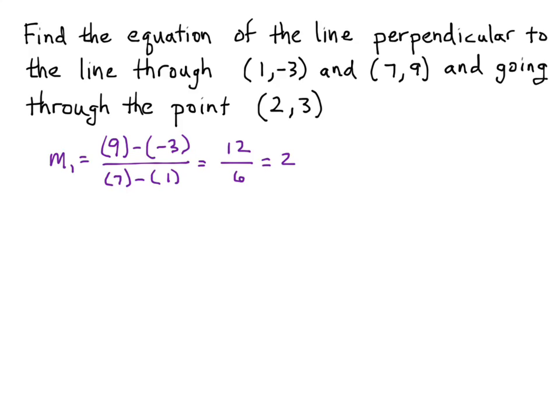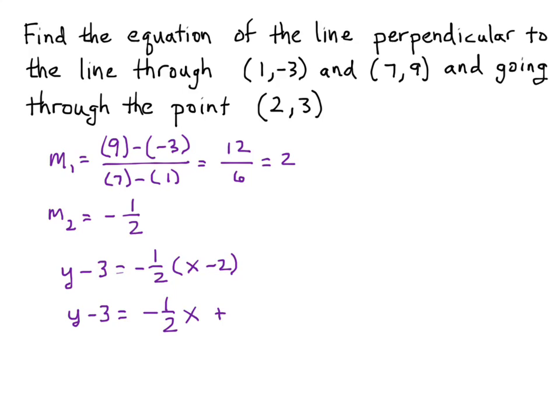Negative 1/2, right. So then I'll put that as the slope of my second line, negative 1/2, and I stick it into my equation here. I have my point (2, 3), so the 2 and 3 go in the right spot. Then simplifying that, I get y equals negative 1/2 x plus 4.